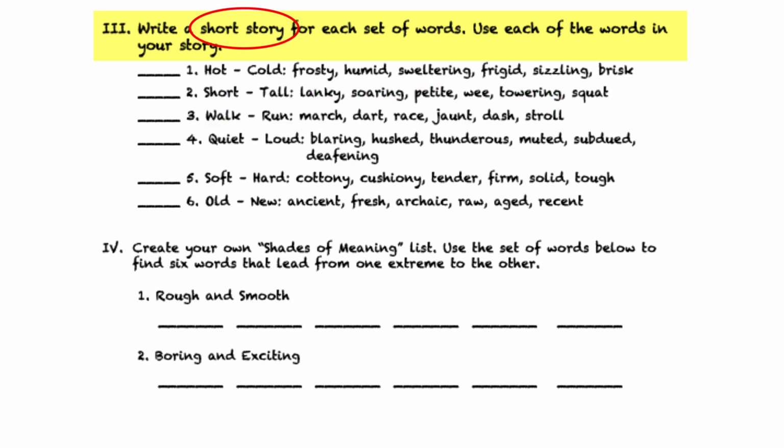But what they'll do is they'll write a short story, and the whole point is to get them using these words in the context of writing, creating situations in their writing where these words would be appropriate. And finally, part 4, create your own shades of meaning. This could be a 2-week journal activity all by itself.